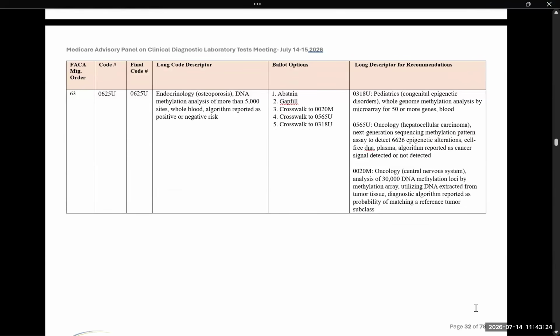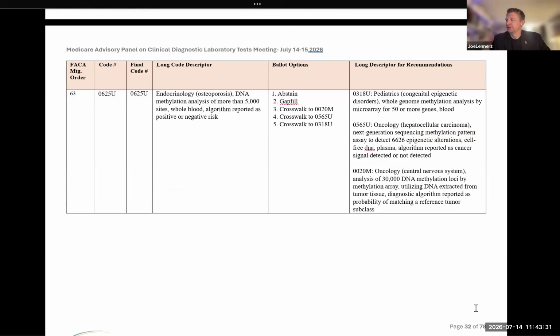All right, so this is again in this same series of codes, 0625U. In this case, the indication is endocrinology test for osteoporosis, again reported as positive or negative risk, crosswalk to 0565U. All right, panel members, please cast your votes on 0625U.